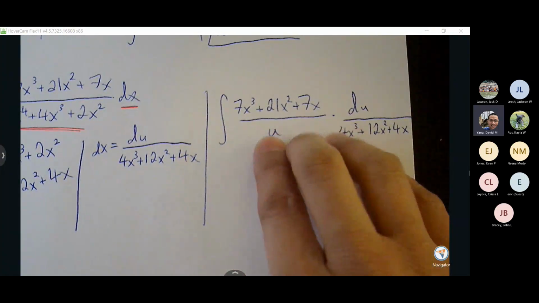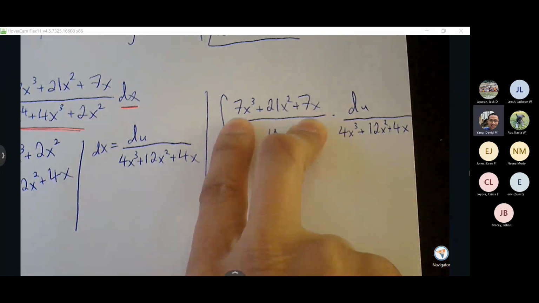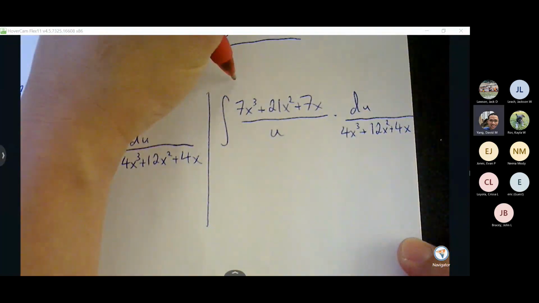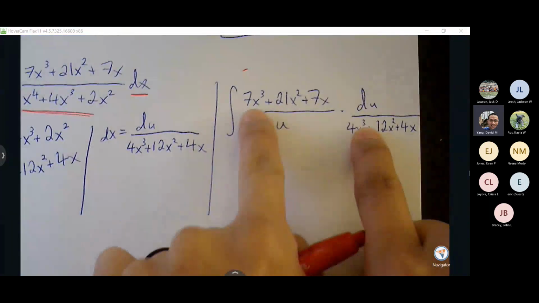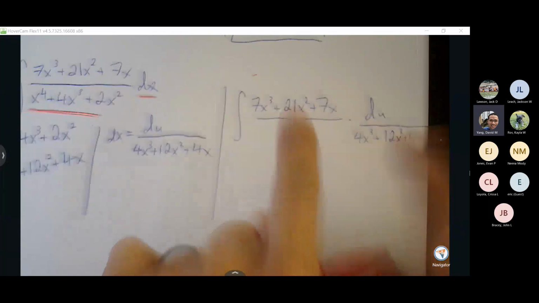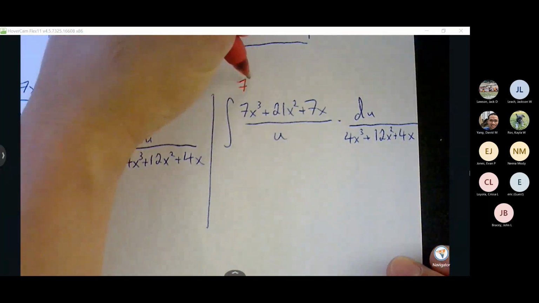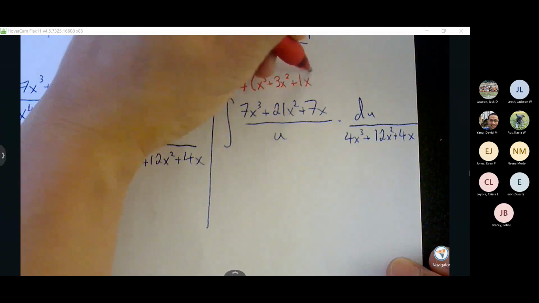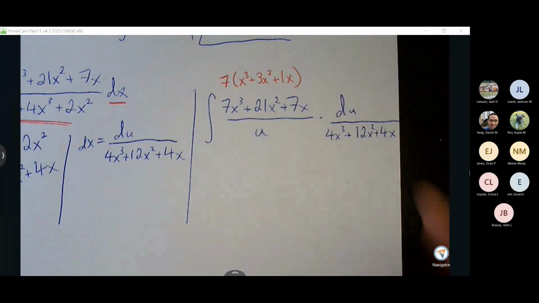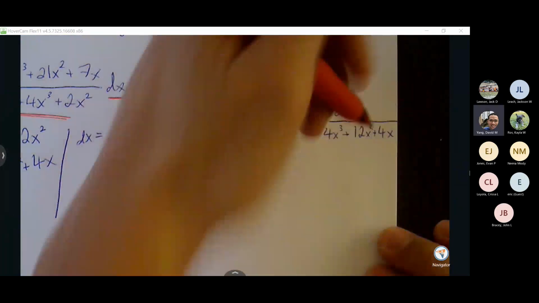So here, what's a GCF that I can take out here? 7, so I can take out a 7. Now I could also make an argument to take out 7x, but I see the variables already lined up pretty well. It's just the coefficients that need a little bit more rearranging here. Then in the denominator here, I can take out a what? Yep, 4.